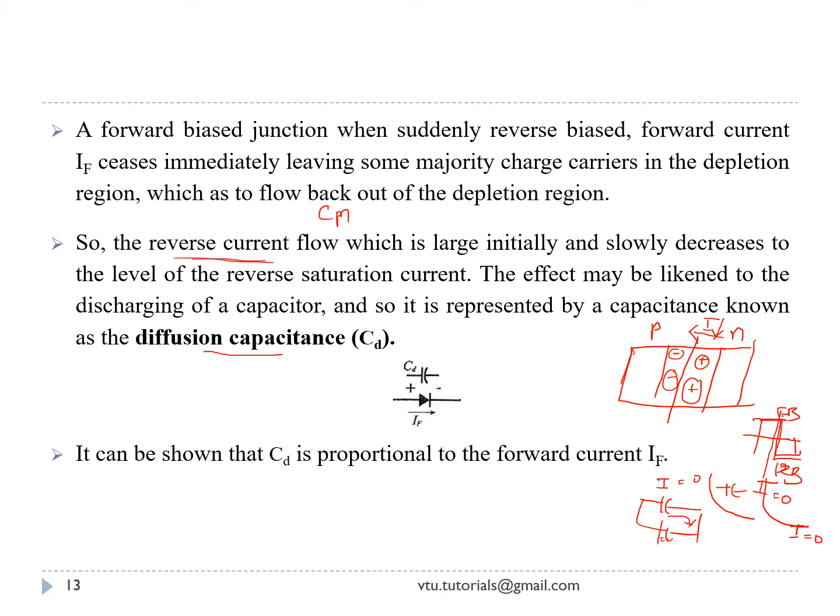For a reverse biased state, we have the diffusion capacitance. In the forward state, we have junction capacitance. It can be shown that CD is proportional to the current IF. So this is the property of a capacitor, which we already know. There exist two capacitive properties for the diode, and with them we can now write the equivalent circuit for the diode.